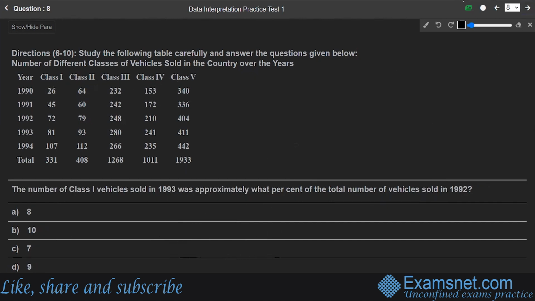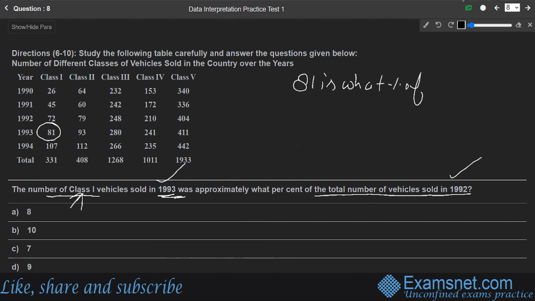Now, for the same data, it is asking: the number of class 1 vehicles sold in 1993 was approximately what percent of the total number of vehicles sold in 1992. So data of 1993 is what percent of data of 1992. That's what we are supposed to find out, and this is to be done for only class 1. Class 1, 1993 number is 81. So we have to find out 81 is what percent of the vehicles sold in 1992. For class 1, 1992, the data is 72.